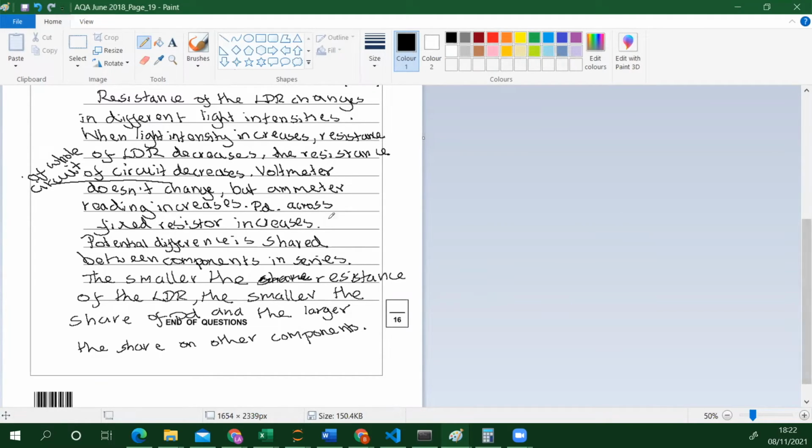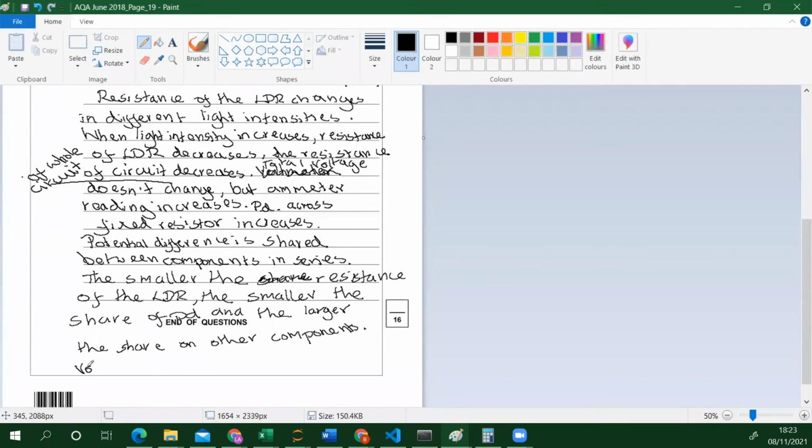I should rectify this a bit. I should say voltage, so total voltage, to make it a bit clearer here. Maybe people are confused. Total voltage of the whole circuit doesn't change, but ammeter reading increases, fine. PD across fixed resistor increases, because potential difference is shared between components in series. The smaller the resistance of the LDR, the smaller the share of PD, and the larger the share of the other components.